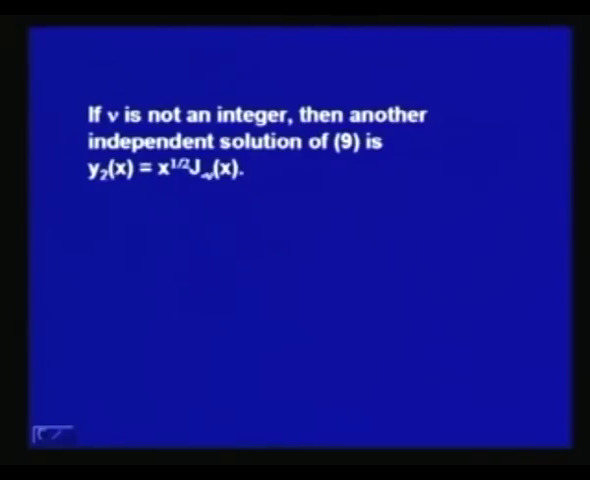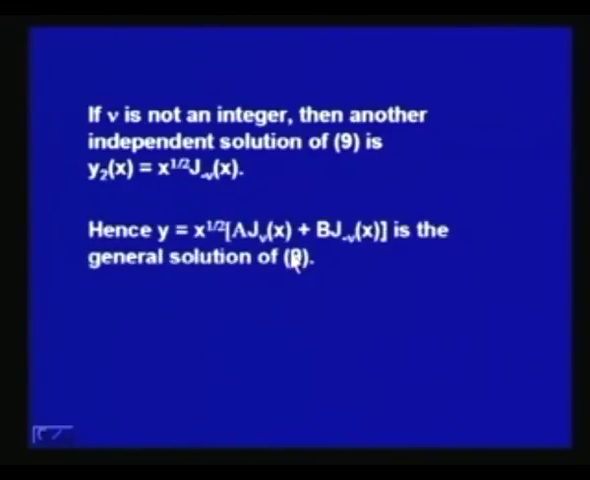So, if the differential equation is such that nu is not an integer, then another independent solution of the equation 9 can be written as y2 x equal to x to the power half into J minus nu x, and hence we may write the general solution of the equation 9 as y equal to x to the power half into a J nu x plus b J minus nu x.